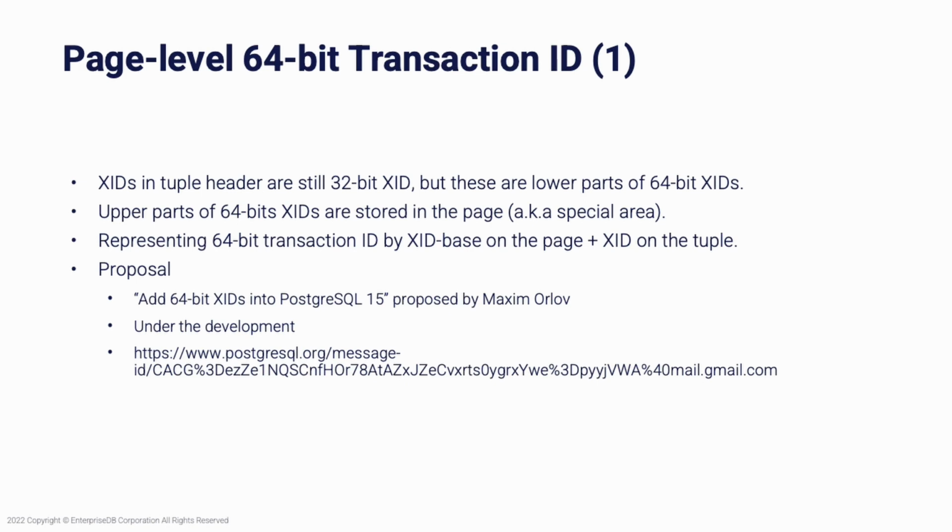So if you're interested in this approach, please take a look at the discussion thread with the subject "Add 64-bit XIDs into Postgres 15". The subject says Postgres 15, but it's actually for PG16 or later. The XID in the page header is called the XID base, and it represents the upper 32 bits of the full transaction ID. The transaction IDs in the tuple header are used as an offset from the XID base.